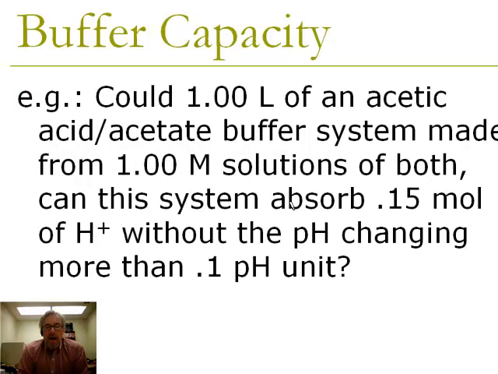So we're going to look at this. If we have a liter of an acetic acid acetate buffer system, and it's made from 1 molar solutions of both, can this system absorb 0.15 moles of H plus without the pH changing by more than 0.1 pH unit? We can solve this problem by use of a Rice chart if we understand what's going on in buffers. Let's get to work. So let's first of all figure out what is the pH of this buffer system.